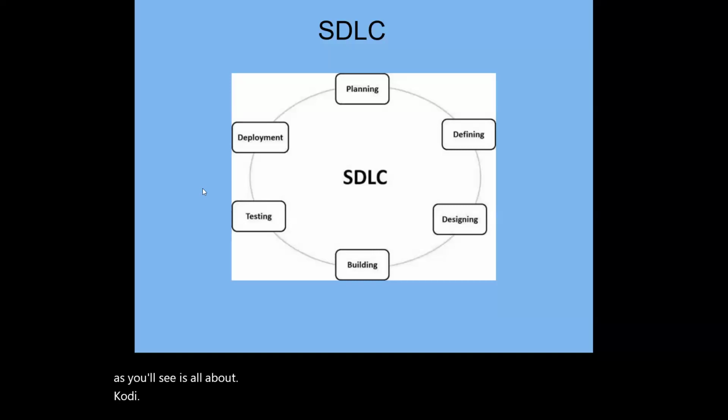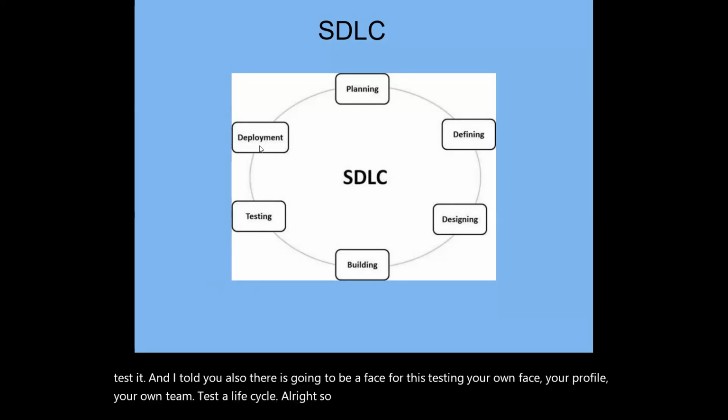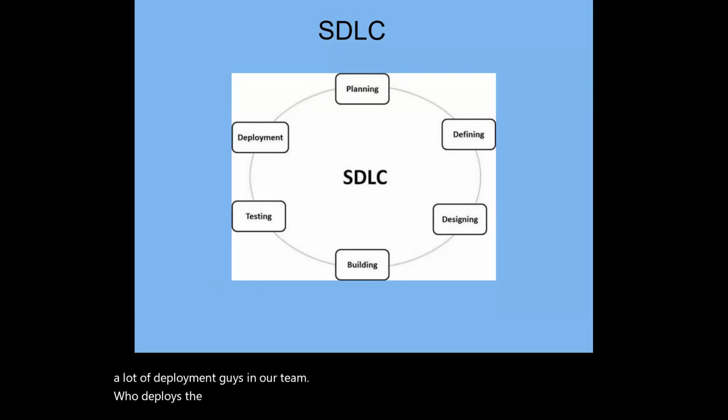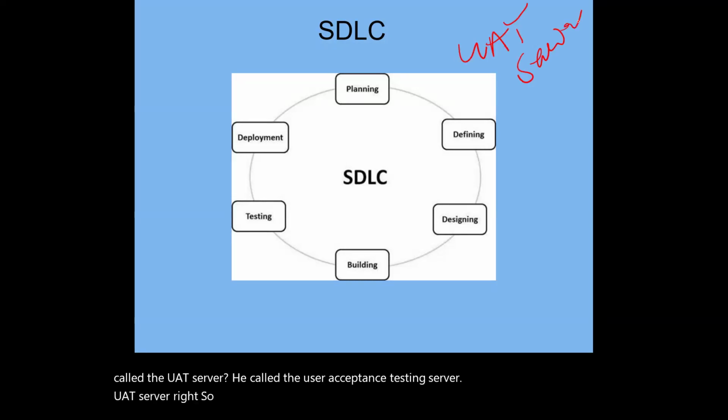Testing, we defined a lot of things in the last section. Anything you build, you have to test it. And I told you there's going to be a phase for testing, your own phase, your own team, the tester life cycle. All right, so now deployment. After this comes deployment. We have a lot of deployment guys in our team who deploy the code to the UAT server, the user acceptance testing server. We have a lot of guys in the team who do this deployment.